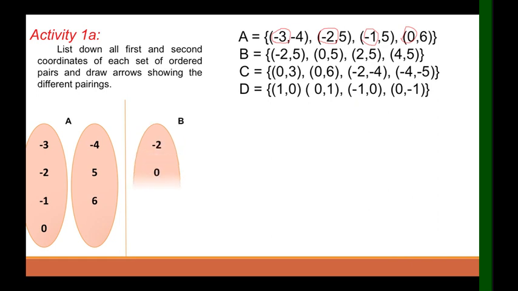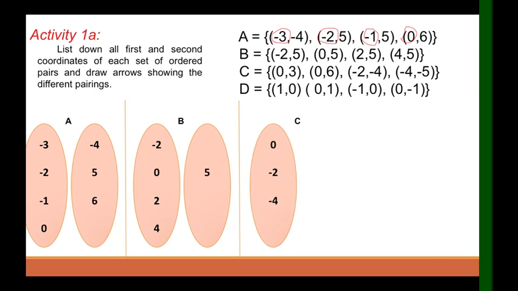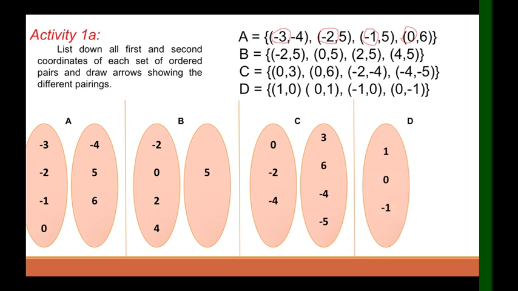For letter B, we have -2, 0, 2, and 4. And also, we have 5. For letter C, we have 0, -2, and -4. And for the next oblong, we have 3, 6, -4, -5. And finally, for letter D, we have 1, 0, -1. And we have 0, 1, -1.